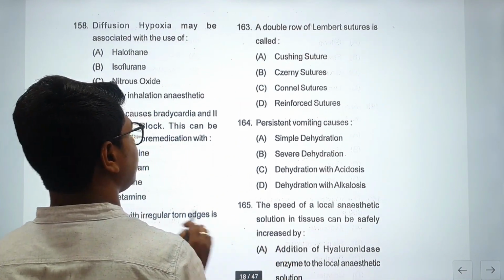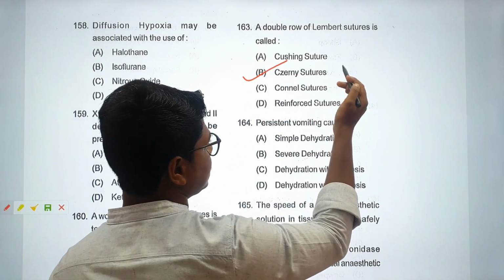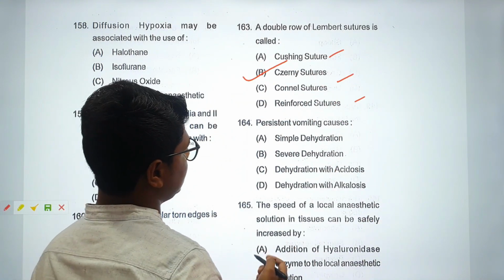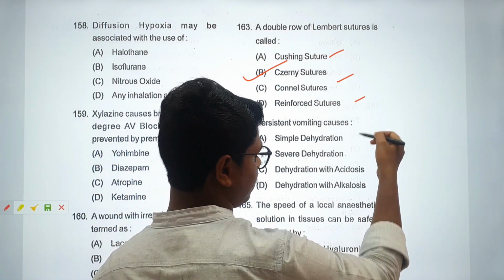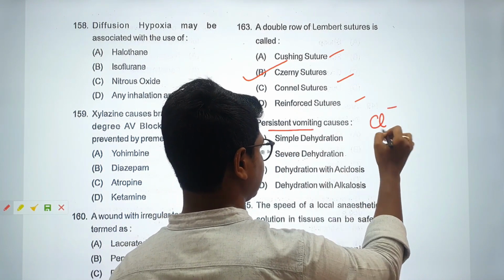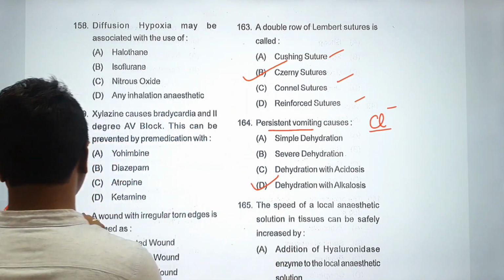Next, 163. A double row of Lembert suture is called Jobert. Rest you know: Cushing, Connell, reinforced, basically use of stents. Persistent vomiting causes, I have already taught you this in the fluid therapy class. In persistent vomiting, chloride ions are lost. Okay, it causes alkalosis, dehydration with alkalosis.